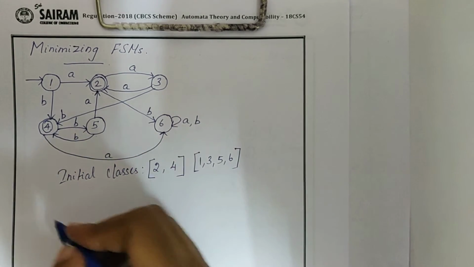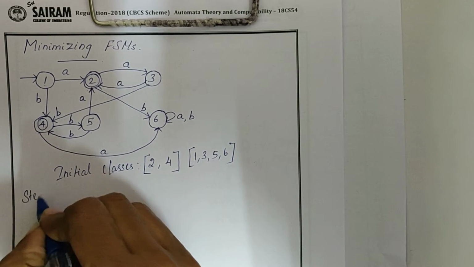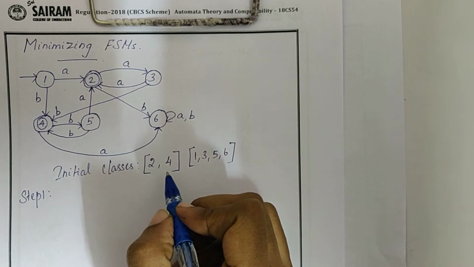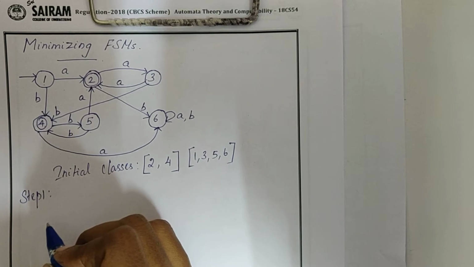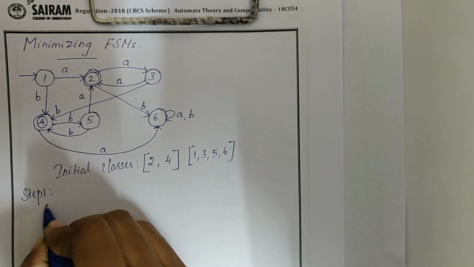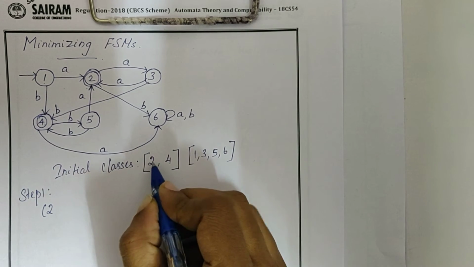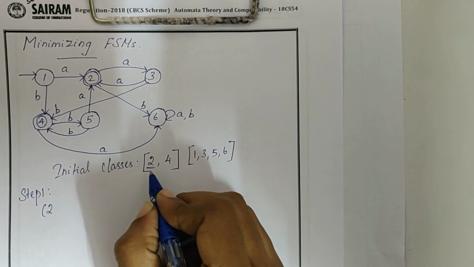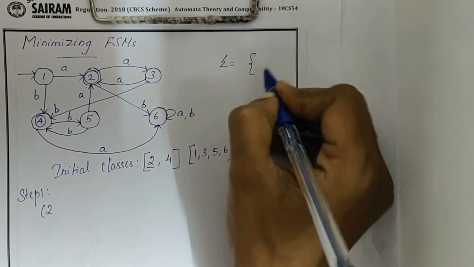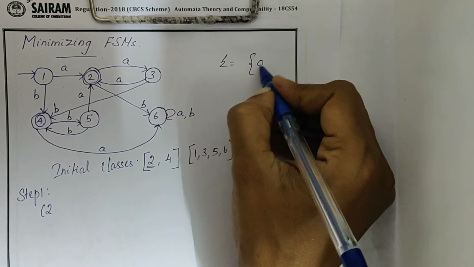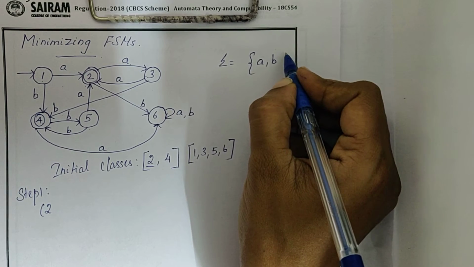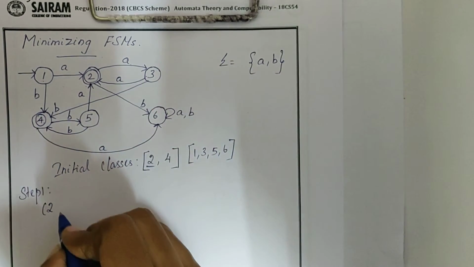Now in step 1, take this class and find the transition. Take the class and find the transition. So the first class is 2 and 4. In this class my first state is 2. 2 comma, here you can write your sigma. Sigma is, you have only A and B.